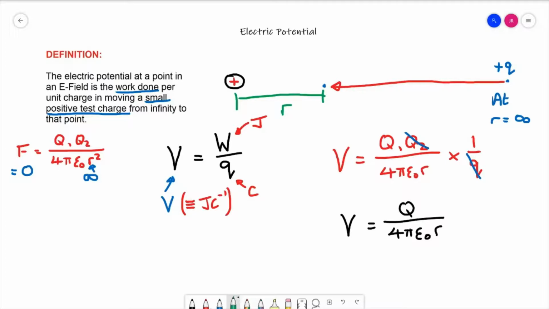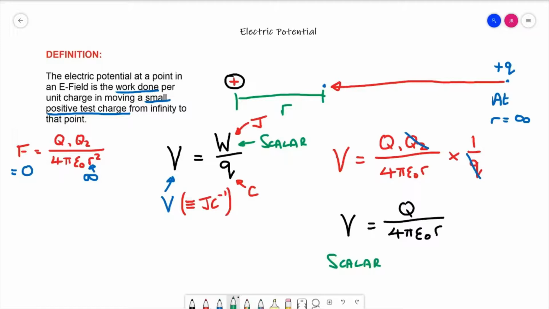Before we move on, it's worth noting that electric potential is a scalar. It is defined from work done, which is also a scalar. So before, in the last couple of lessons, we've been dealing with force and we've been dealing with electric field strength. Both of those are vectors. Here, in today's lesson, we're taking electric potential energy, which is a scalar, and electric potential, which is also a scalar.